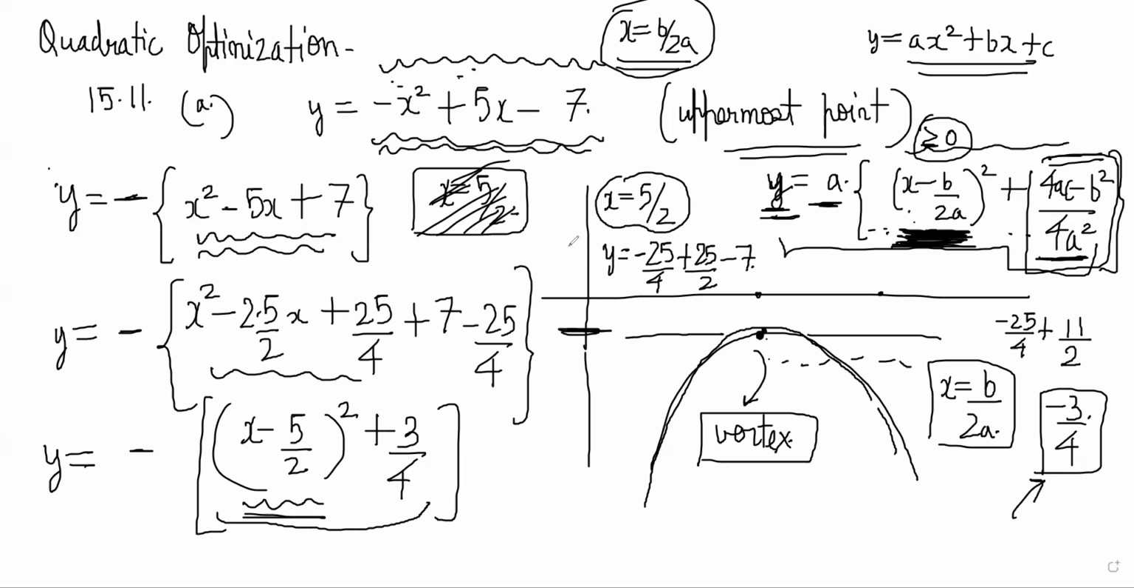You can check any other value of x. Always the y value will be less than minus 3 by 4. Right now I'm getting this point as 5 by 2 comma minus 3 by 4, right? Check any other value. Let's check x is equal to 0. If x is equal to 0, y is minus 7. Notice that minus 7 is lower than minus 3 by 4. Check x is equal to 1: minus 1 plus 5 minus 7, that is basically minus 3. So all other points that you will find are lower than this.